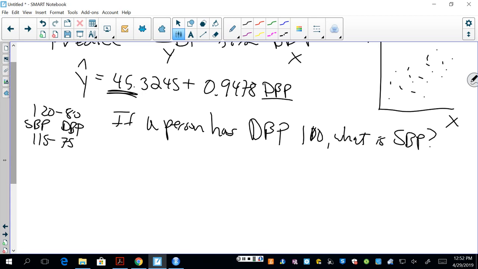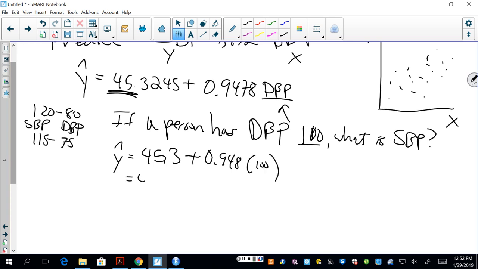So if you have a diastolic of 100, it just means put the 100 into that one. Our predicted value is this 45.3. I would round it off a little bit. And 100 times that, 0.948 approximately times 100, right? 45.3 plus 94.8. It's going to give us a prediction of 150. Carrying another 1 is 140.